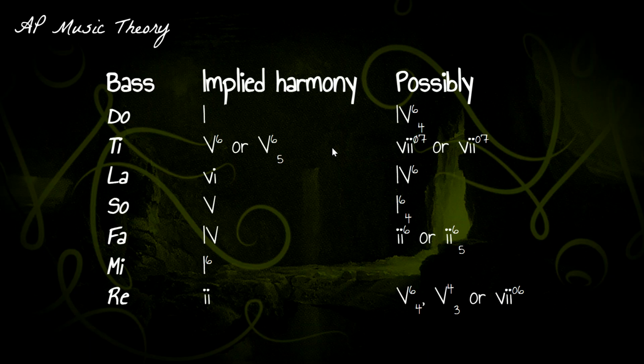Here they are again. We have do, meaning implied harmony for the tonic, possibly something else, but I'm just going to go through the most implied ones, and you can read the possible ones yourself. For the bass, for ti, we have a dominant with the first inversion, possibly with an added seventh. If you hear a la in the bass, it is most likely a submediant. If you hear so, it is most likely a dominant. If you hear fa, it is most likely a subdominant. And if you hear mi, it is most likely, because there is no other possibility here, a tonic in first inversion. And if you hear re, it is a supertonic.